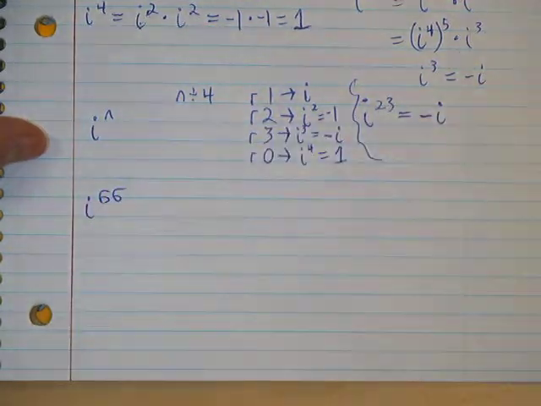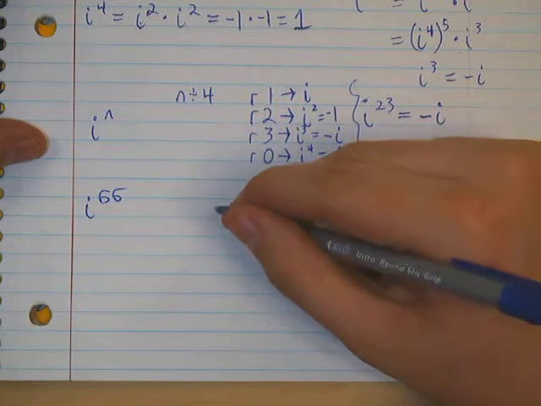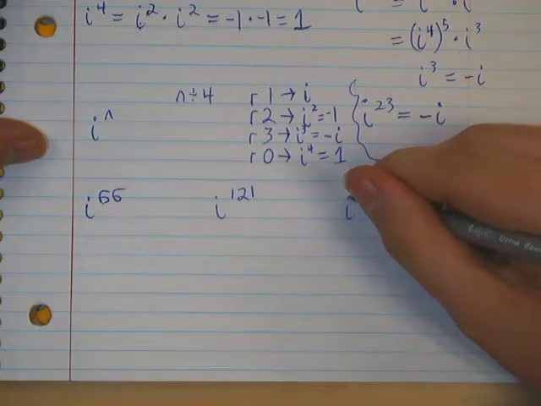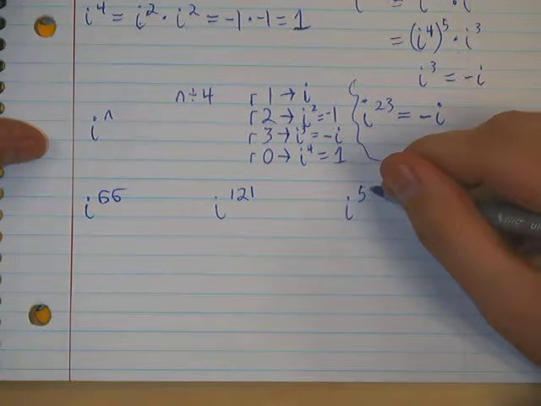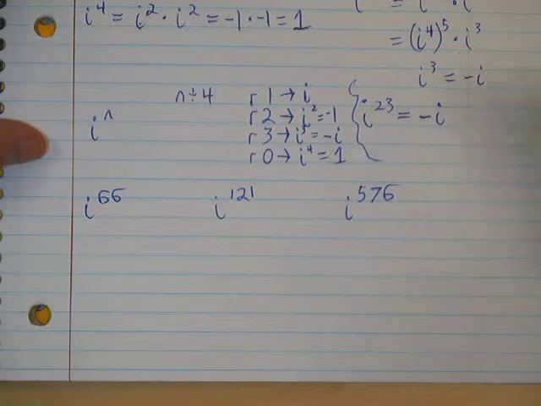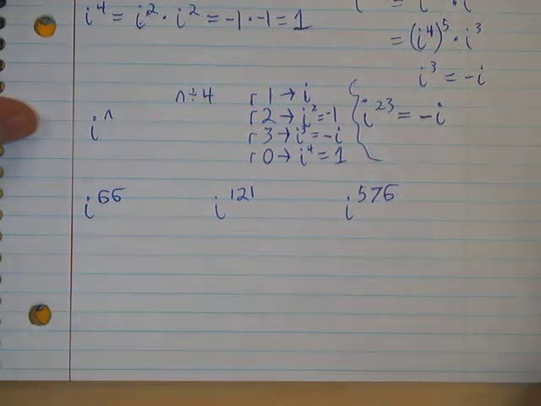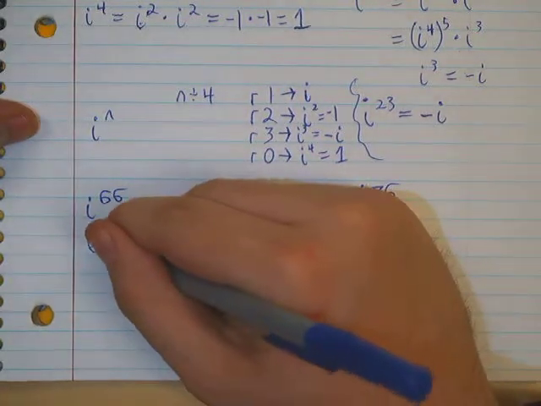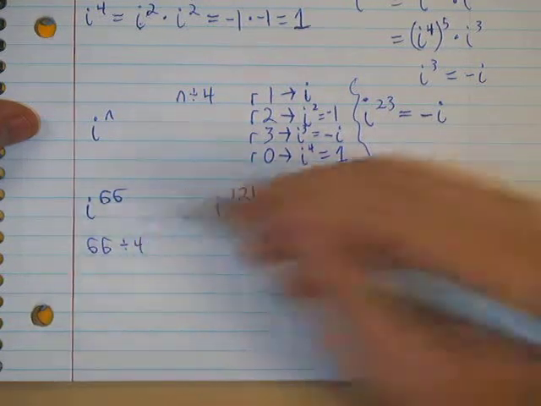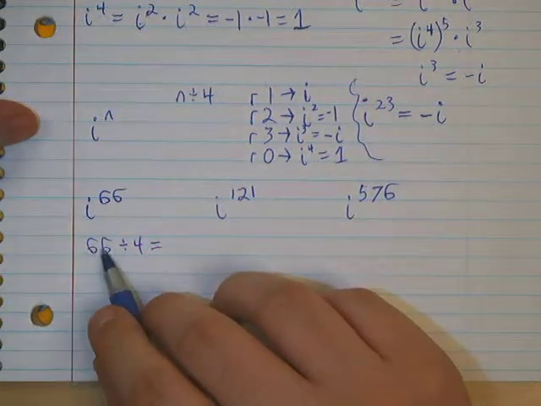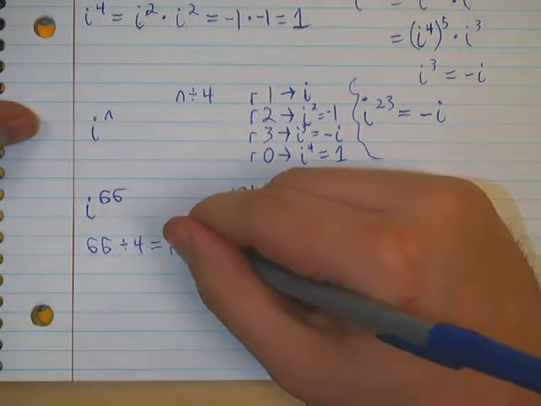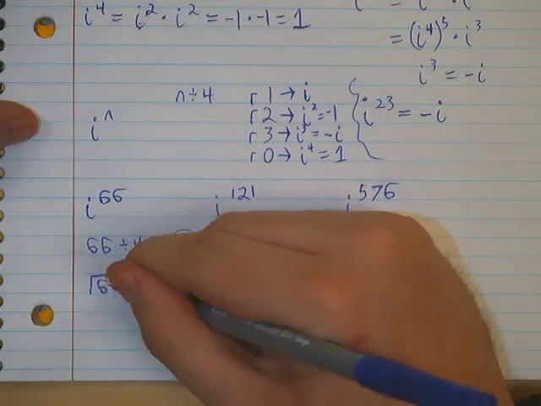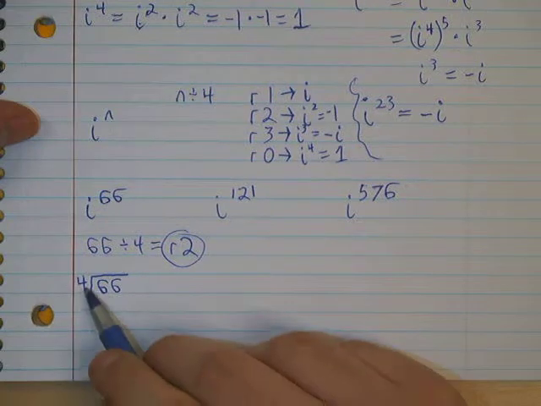Let's use this to test out our theory on some larger exponents. How about i to the 66th? And we'll also deal with i to the 121st, and i to the 576th. So i to the 66th. I know that 66, when divided by 4, will leave me with a remainder of 2.